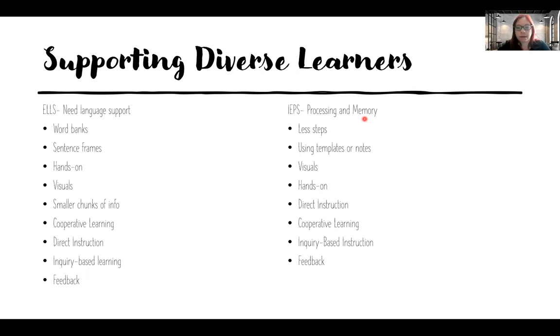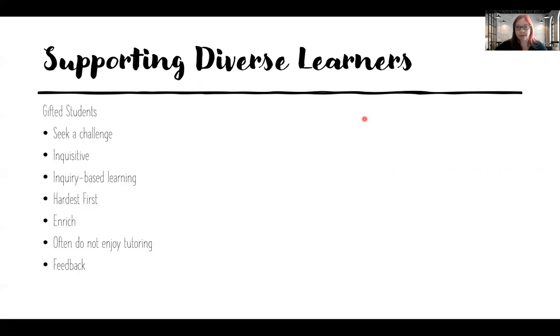Just like ELLs, they benefit from visuals and hands-on, direct instruction, cooperative learning, inquiry-based instruction. And as always, all students need feedback.